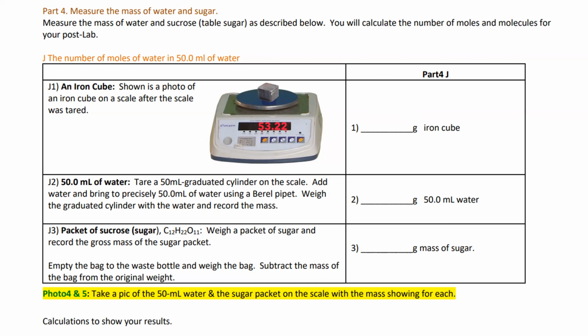You're going to again record all of the numbers on the digital scale for your 50.0 milliliters of water. But again, we're recording the mass of that, and also the mass of the sugar that was inside of the packet. So all of these masses will be used to do further calculations in the post lab.